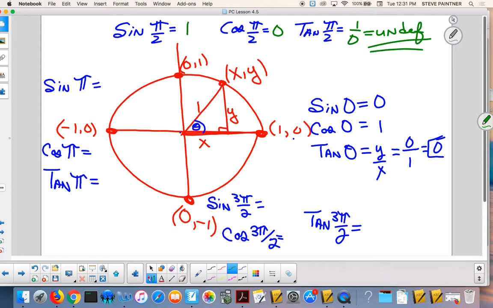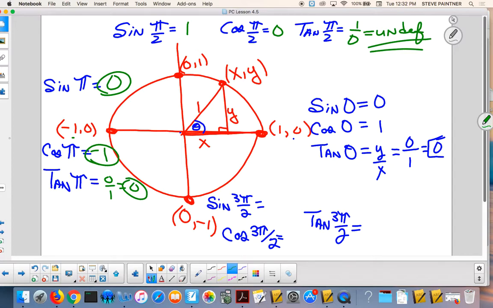Okay? So what's sine of pi? It's y, it's 0. What's cosine of pi? Not 1. -1. Okay? And what's tangent of pi? 0. Yeah, but tell me the ratio. 0 over 1, which is 0. Okay, so these are your answers, right? Now I'm down to 3 pi over 2.